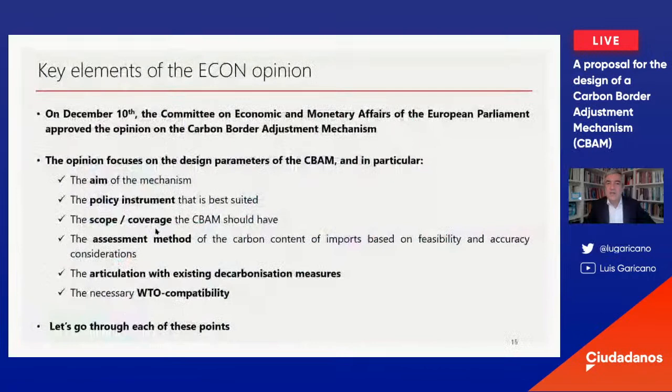What design should we use? As I was telling you, I was the rapporteur, which here in the European Parliament means the writer and the one who tries to get consensus for an opinion by the Committee on Economic and Monetary Affairs, where I'm the speaker for Renew Europe, my political group, the Liberal political group in Parliament, for the design of this mechanism. And the opinion basically covers several aspects of design.